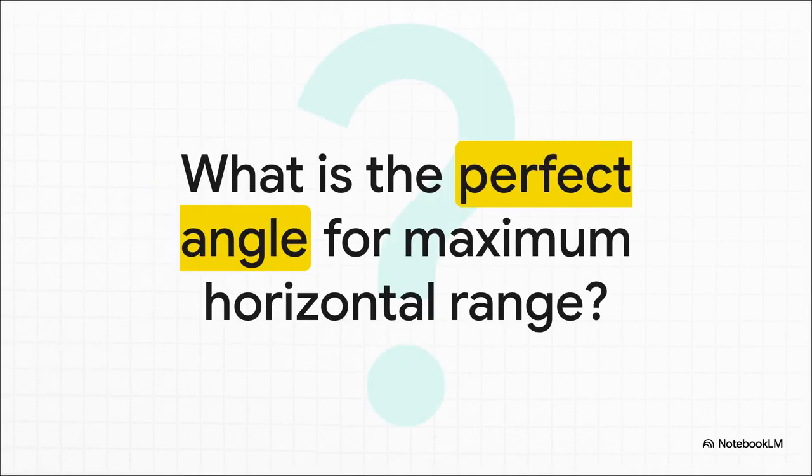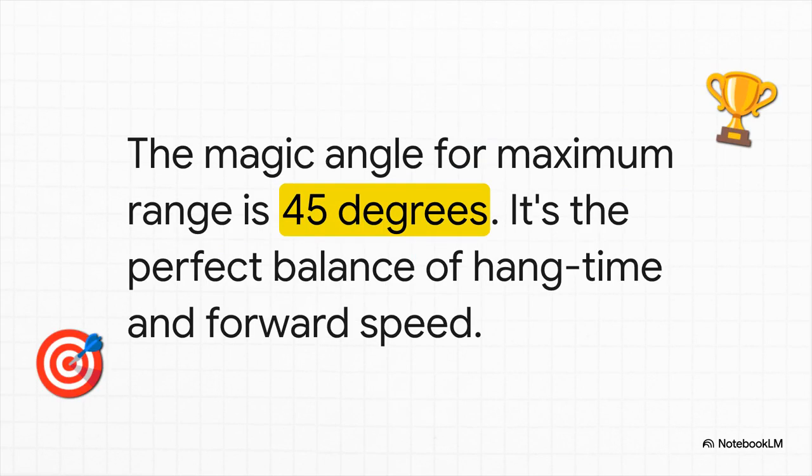Okay, this one's a classic. If you want to throw a ball as far as you possibly can, what's that one magic angle you should launch it at to get the max distance? And the answer is 45 degrees. It's the absolute perfect sweet spot. If you go any lower, it just hits the ground too soon. If you go any higher, you get more height, but you're sacrificing that precious horizontal distance.